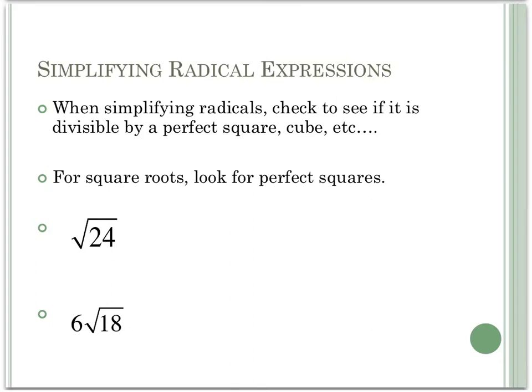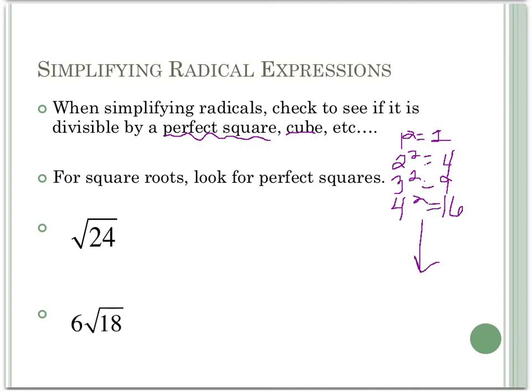And with these examples, the idea is to always look to see if it's divisible by a perfect square when you're simplifying square roots, or a perfect cube when you're simplifying cube roots. So in this, we're looking at square roots. So what are our perfect squares? Well, 1 squared would be 1. 2 squared is 4. 3 squared is 9. 4 squared is 16. And you could continue down the list.